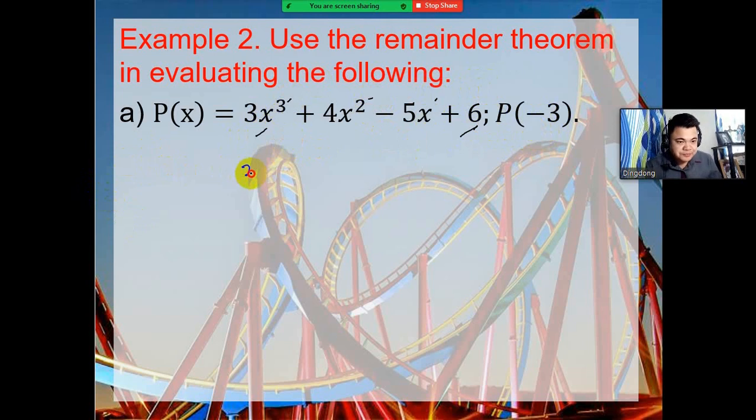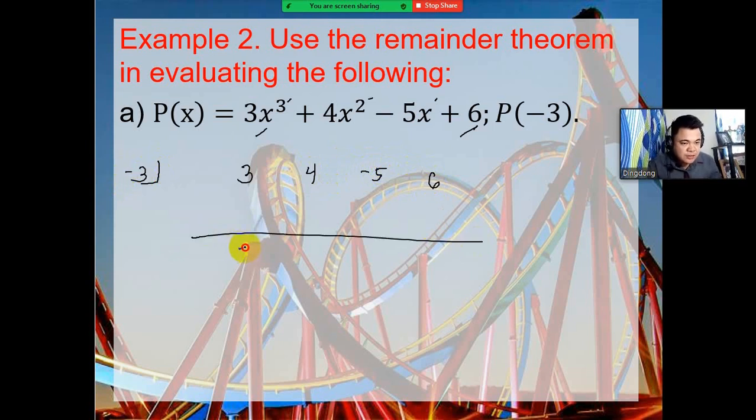Okay, now let's proceed. Write 3, 4, negative 5, and then 6, and your divisor is directly negative 3. Then equal sign, bring down 3, times negative 3 is negative 9. Then 4 plus negative 9 is negative 5. Then negative 5 times negative 3 is 15. Plus negative 5 is 10. 10 times negative 3 is negative 30.